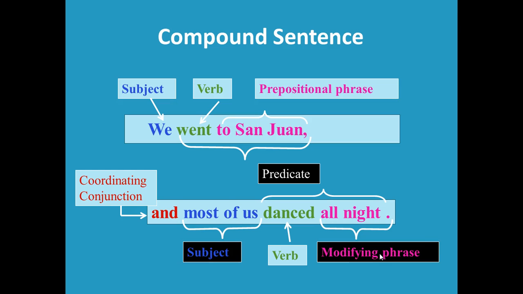The coordinating conjunction is and, then most of us danced all night. The subject is most of us, the verb is danced, and all night is the modifying phrase or predicate. To make it simple, it stays with the predicate. I don't think we discussed modifying phrases yet.